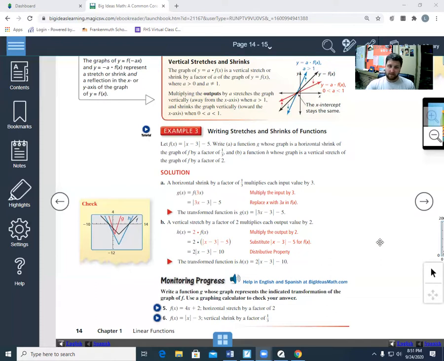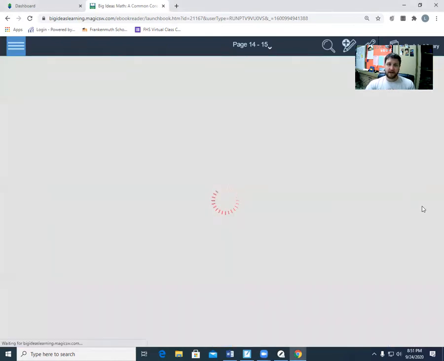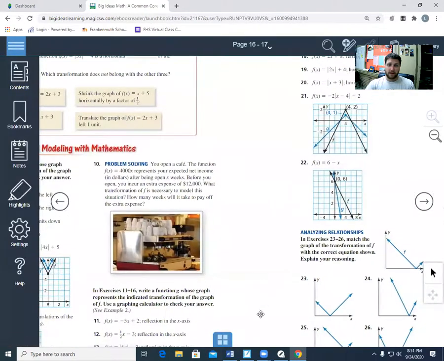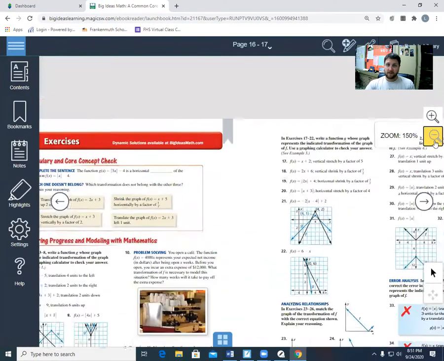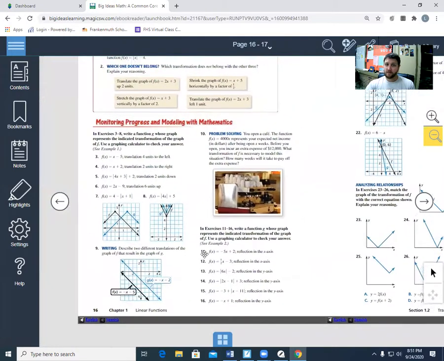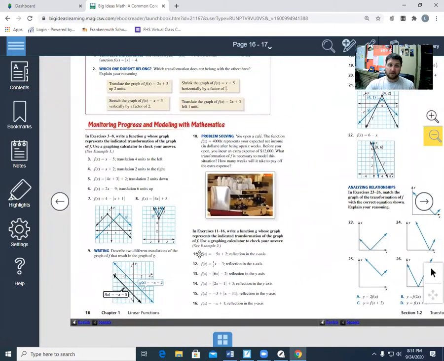It doesn't really make a difference which we pick, but I'm just going to find another problem. Let me zoom out here for a second. I'm looking at the exercises, so I'm just going to pick an exercise and use it to figure out what I'm supposed to be doing.